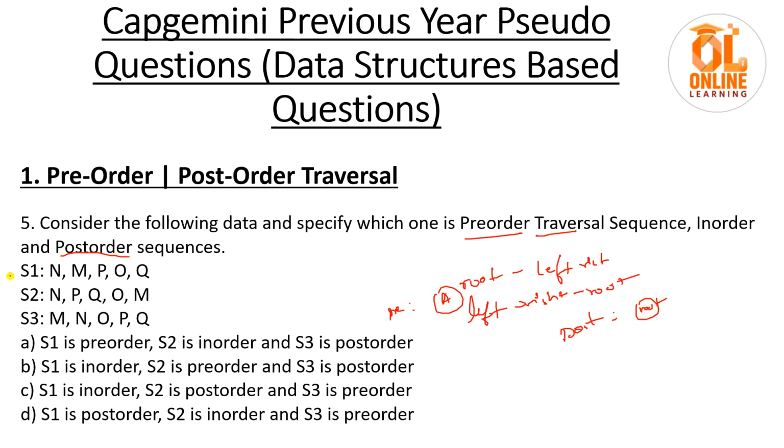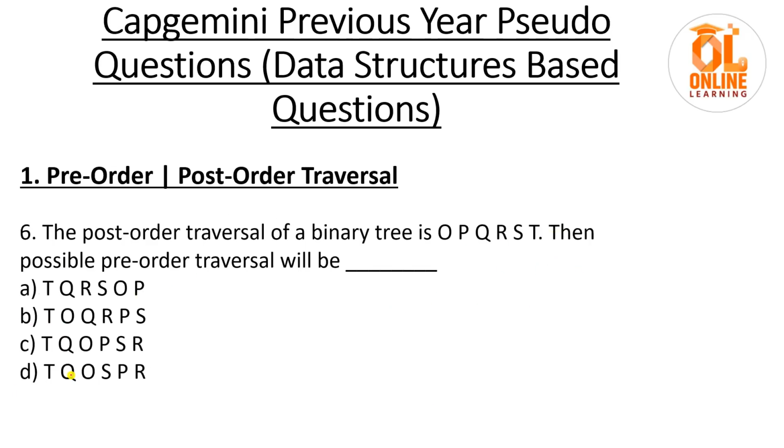So let's check that sequence. Here if you check, N is there. Anywhere N is there? No. Again N is there? No. M is there. Anywhere M is there? Yes. So it means that if S3 becomes a pre-order, S2 should be a post-order. Let's see if any such combination exists. Yes, S3 is pre-order, S2 is post-order. We can blindly check. Option C is the correct answer. So let's jump to the next question.